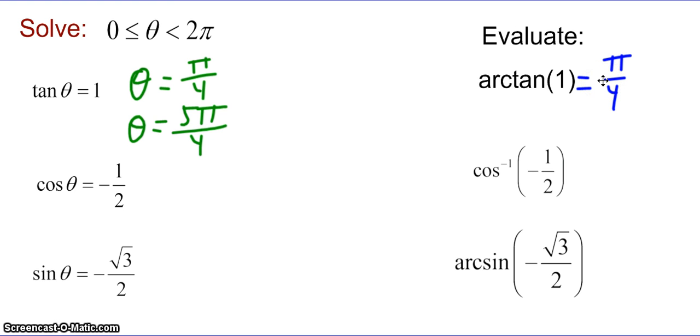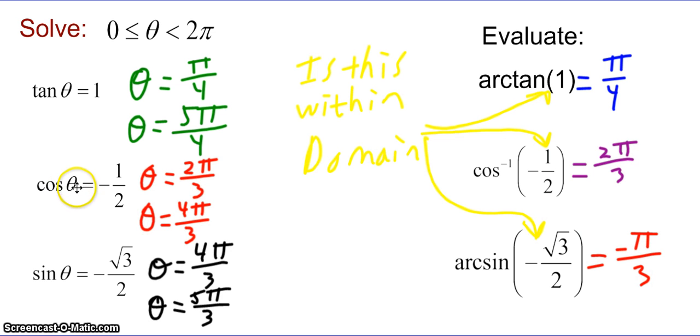So now I want you to answer the next two questions on the left. Cosine of theta equals negative 1/2 between 0 and 2 pi. Sine of theta equals negative root 3 over 2 between 0 and 2 pi. And then also evaluate the cosine inverse of negative 1/2 and the arcsine of negative root 3 over 2. So pause the video and unpause when you're ready to check your work.